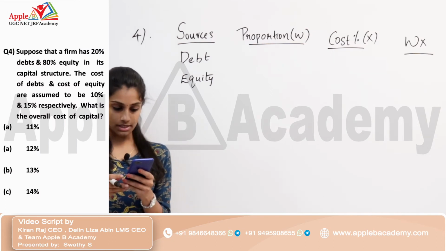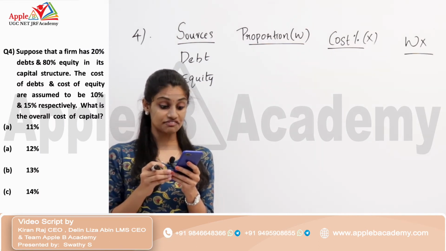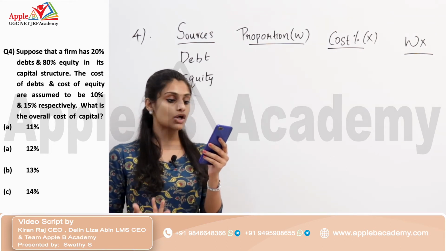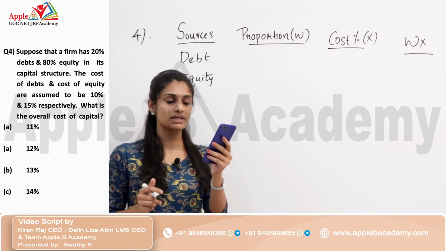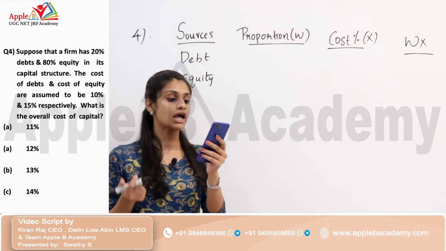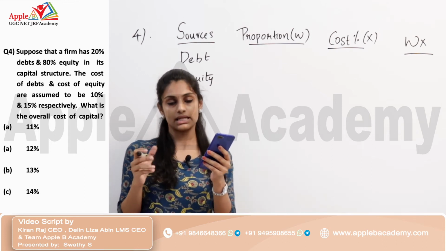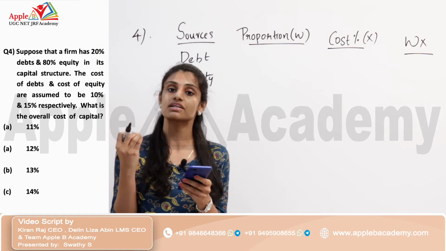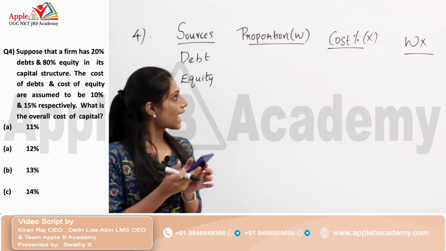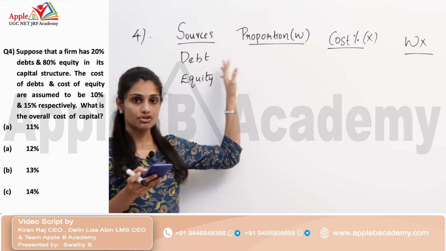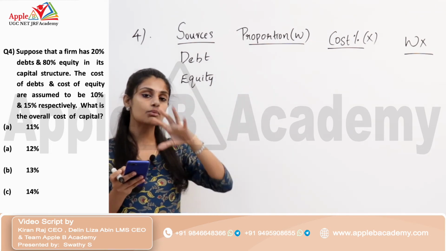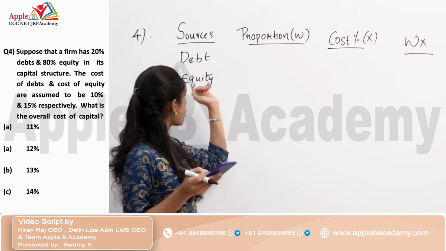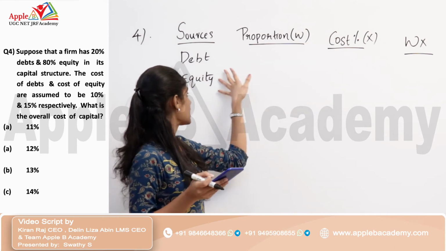Now moving to the next question. In this question, suppose that a firm has 20% debt and 80% equity in its capital structure. The cost of debt and cost of equity are assumed to be 10% and 15% respectively. What is the overall cost of capital? This overall cost of capital you can also call the weighted average cost of capital. Here we have the options related to the cost of debt and cost of equity.